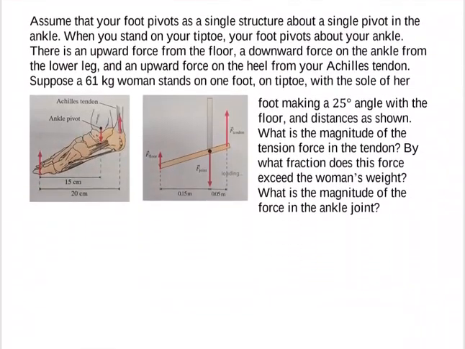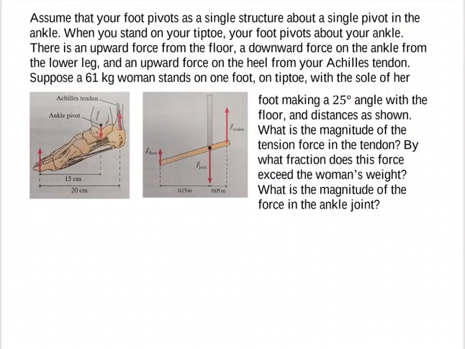So assume that your foot pivots as a single structure about a single pivot in the ankle. If we take a look at this picture, we have a nice looking picture of a foot here with the ankle pivot sitting right here. Now the foot is obviously up on the ball of our foot, on our toes. So we have a force generated here. We have our pivot happening right here. And then the Achilles tendon is what's helping us lift up off the ground. You can all picture that. You've all gotten up on your toes before.